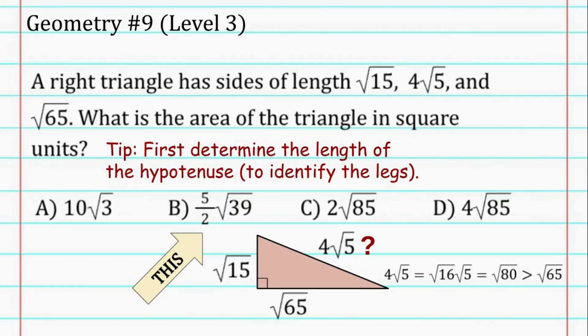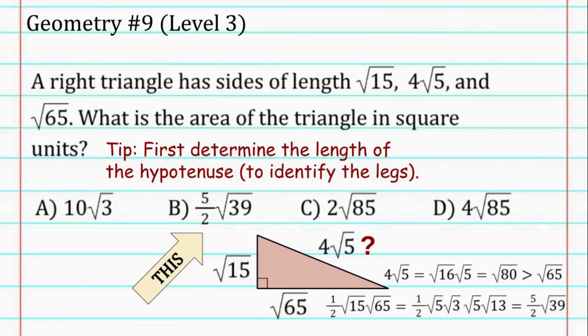4 root 5 is equal to the square root of 16 times 5 because the square root of 16 is 4. Root 16 times root 5 is root 80, and the square root of 80 is greater than the square root of 65. So, the area is going to be 1/2 times the square root of 15 times the square root of 65. The only problem with this is that that's not one of the answers either. So we're going to have to take apart those radicals.